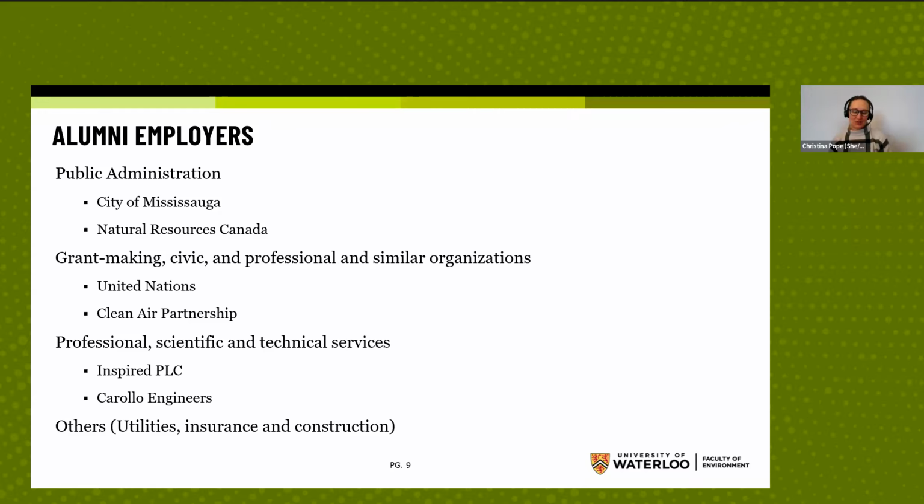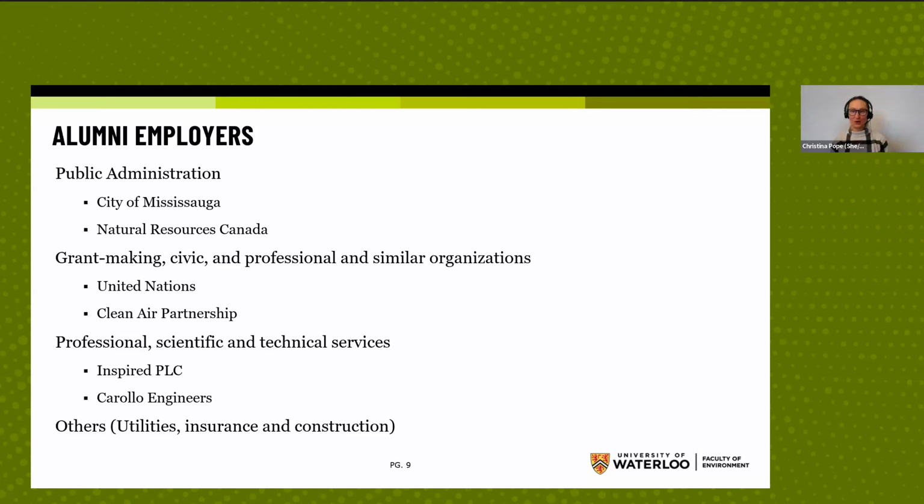Yeah, and I just wanted to talk a little bit about the types of people that take the CRM program and where they are after they graduate. So based on information from LinkedIn, when we look at where our alumni are employed, we can see that it's a variety of sectors. So sectors include public administration on the federal and local levels, grant making and civic organizations like the United Nations, and professional and scientific and technical services. So that includes environmental and engineering consulting firms.